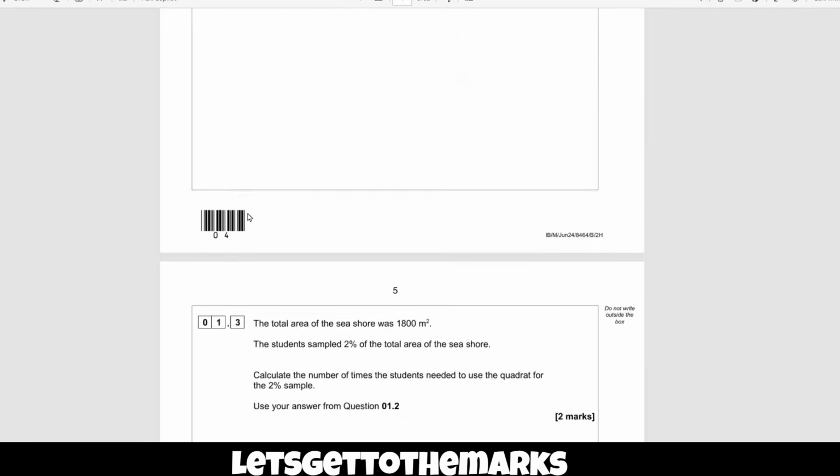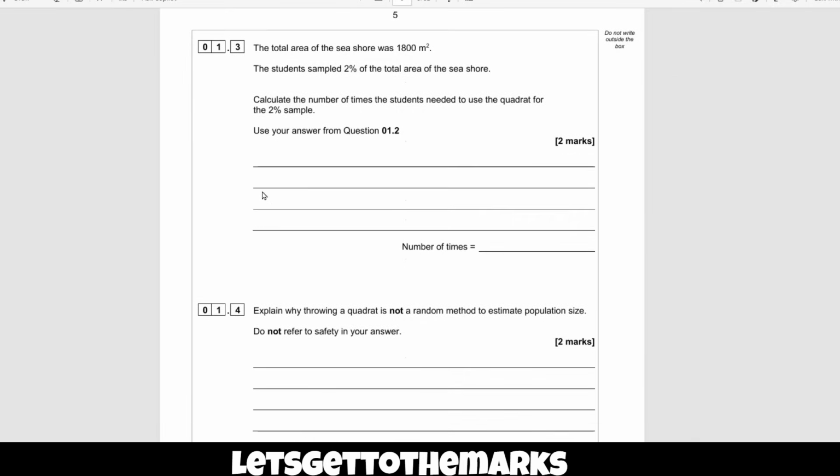Let's move on. Right, 1.3, the total area of the seashore was 1,800 meters squared. The students sampled 2% of the total area of the seashore. Calculate the number of times the students needed to use the quadrat for the 2% sample. So what we want to do is find out what is the total area, right? So how much did they want to sample? They only wanted to sample 2% of that. So how do we do 2% of that?